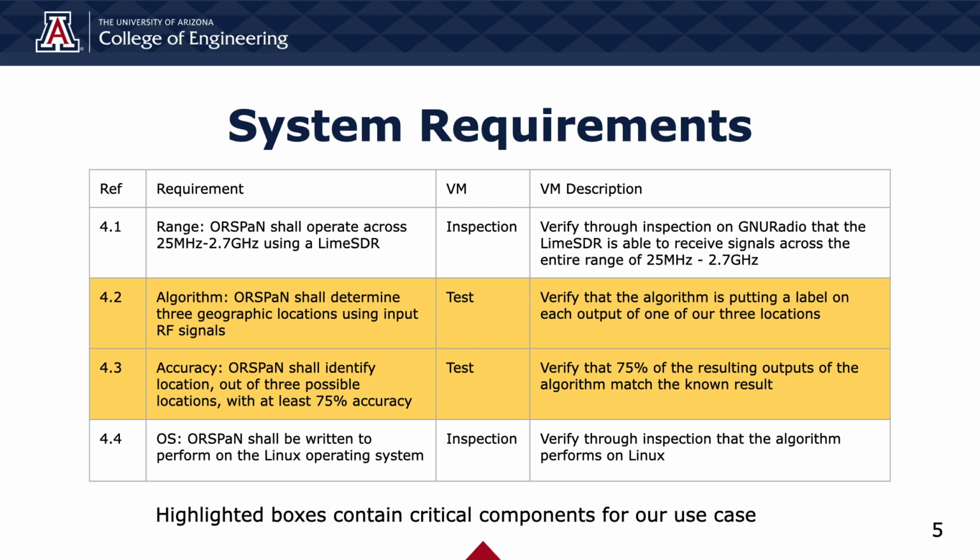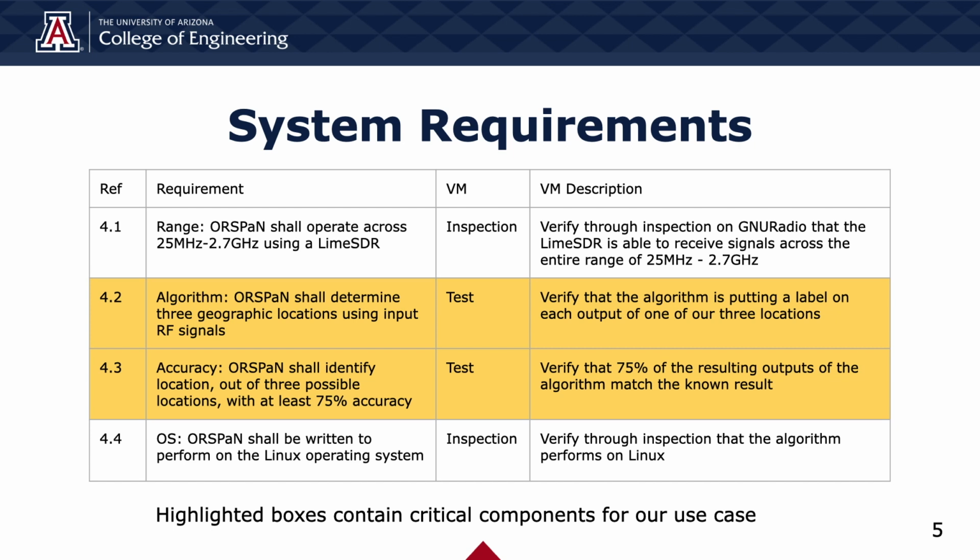The system shall operate over a specific range of frequencies, 25 MHz to 2700 MHz. The system shall determine between 3 geographic locations using input RF signals. The system shall achieve an accuracy of at least 75%, and the system shall perform on a Linux operating system.